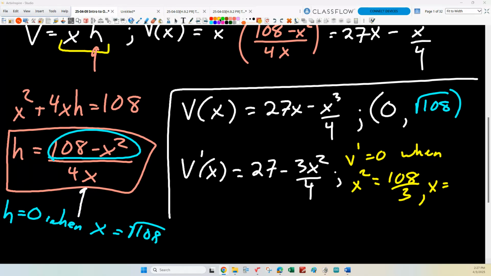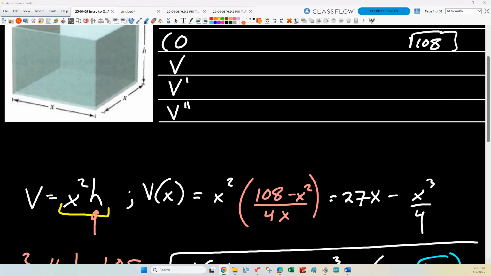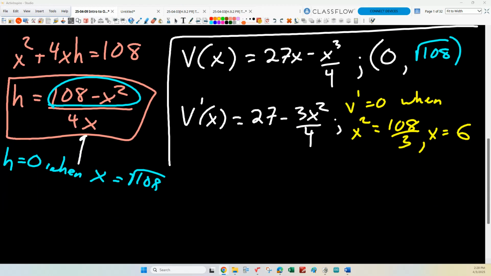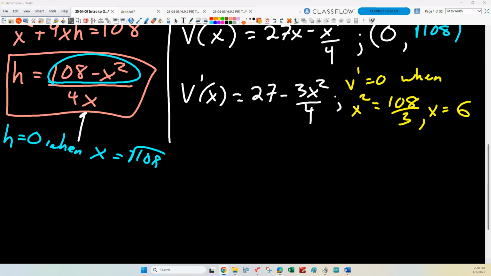Okay, so that's convenient. It works out to be 6. Our only critical number is at 6, which is a 0 of the first derivative. And we get to decide here if we even want to do a second derivative, right? Because it's not specifically asking us for concavity.